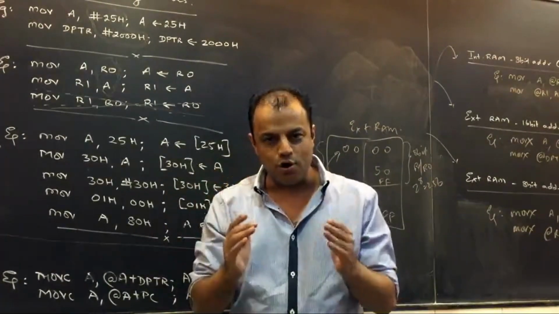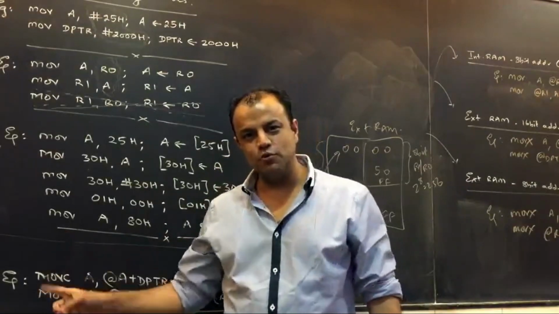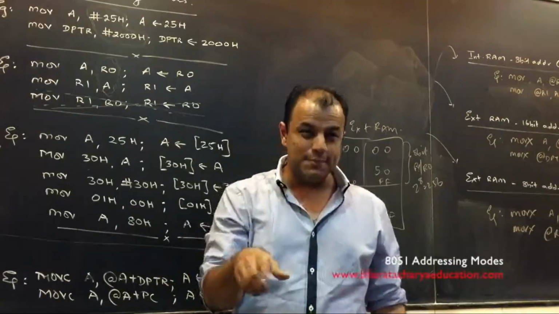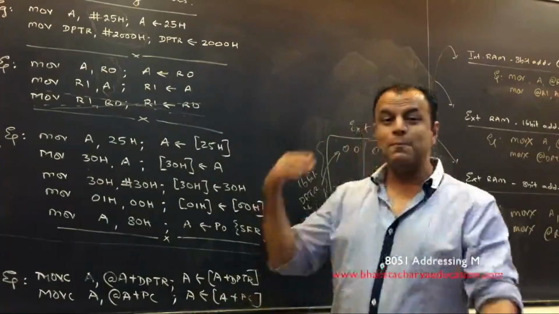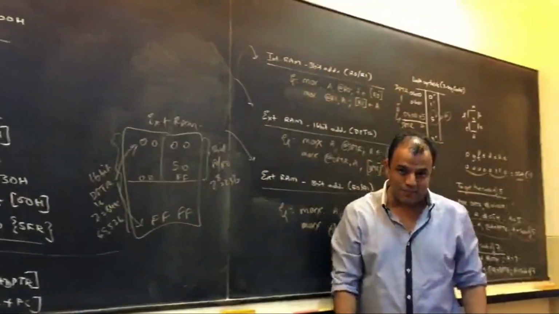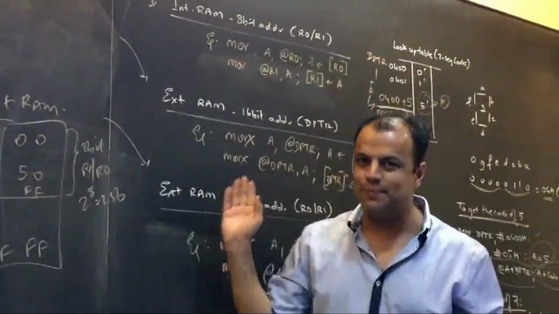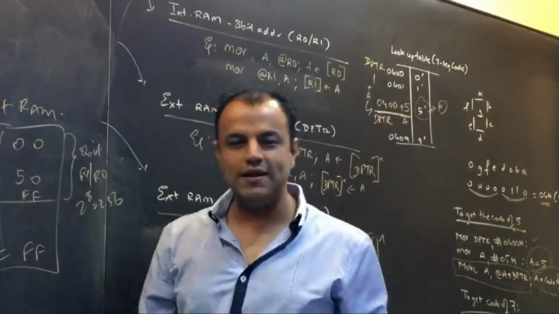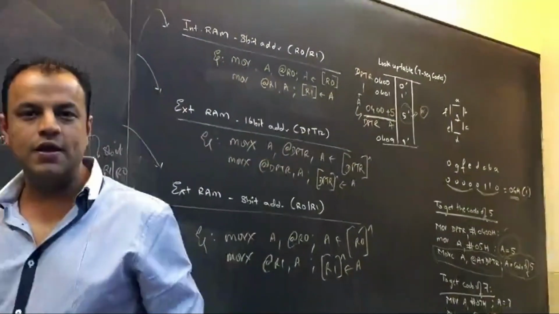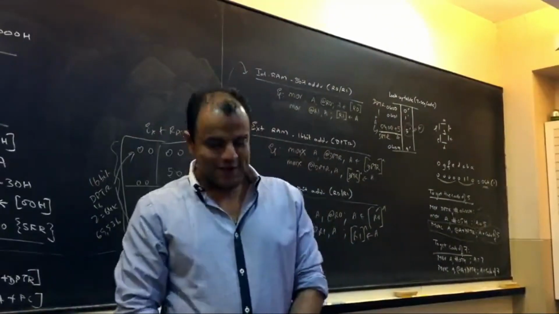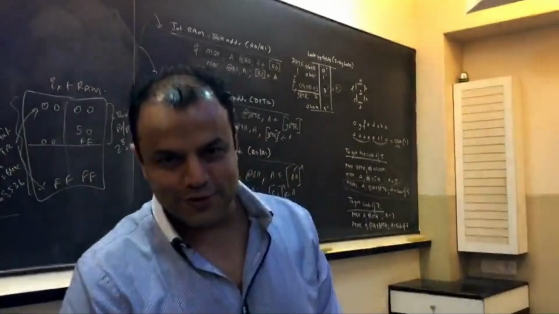So for ROM, you have a common instruction, MOVC. It works for both internal ROM and external ROM, so you need EA bar to decide which one it will work on. But for RAM, you don't have an EA bar because you have two separate instructions. You have MOV for internal RAM and MOVX for external RAM. So you don't need an EA bar. The instruction itself will clearly indicate whether you're working on internal RAM or external RAM. Please tell me, did you understand this? With this, we finish addressing modes. I hope you understood the whole topic.